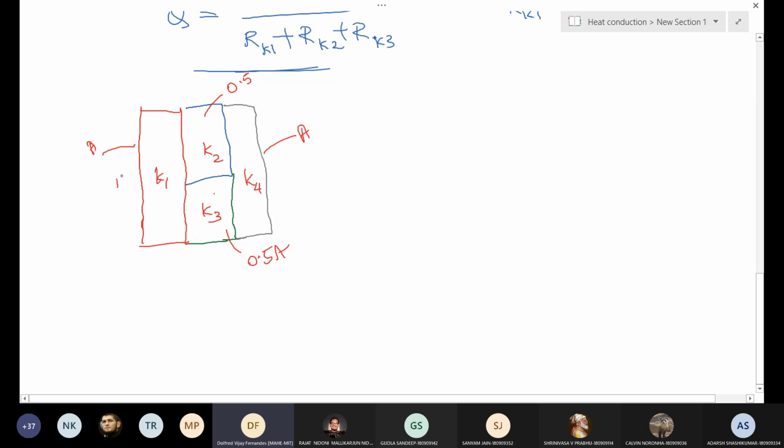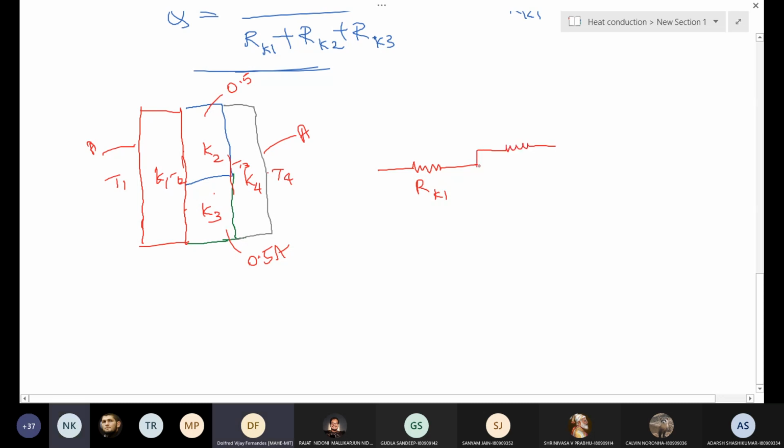The temperature here will be T1, the temperature on this wall entirely T2, here it is T3, and this is T4. So you can draw the electrical circuit. This is the resistance of the first wall, RK1. Then there are resistances in parallel, not in series.